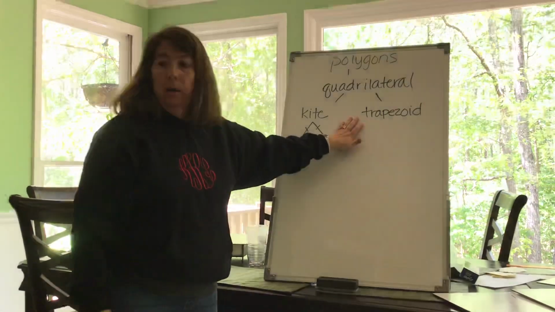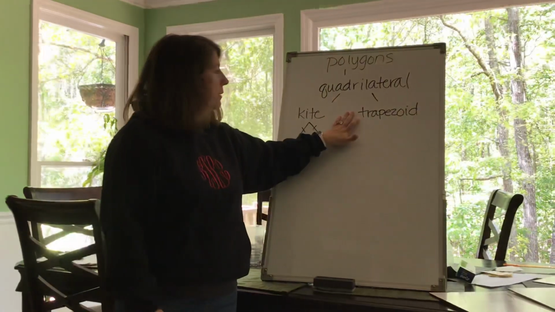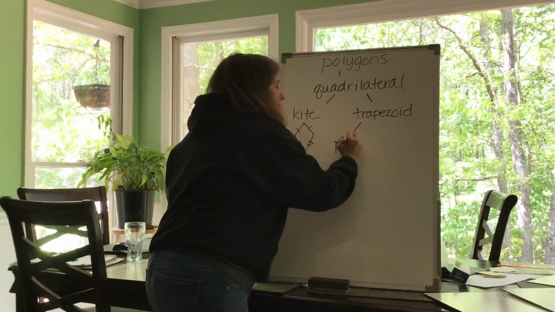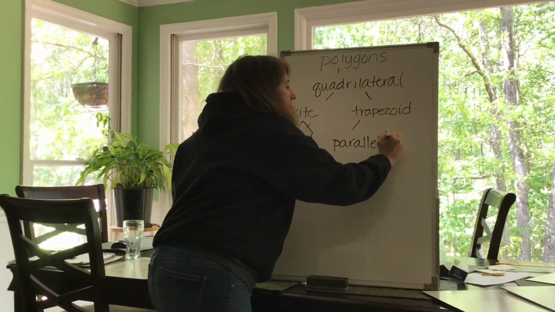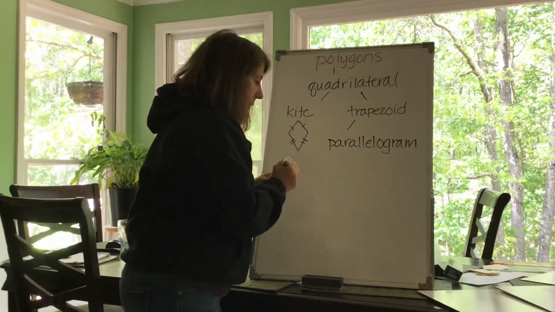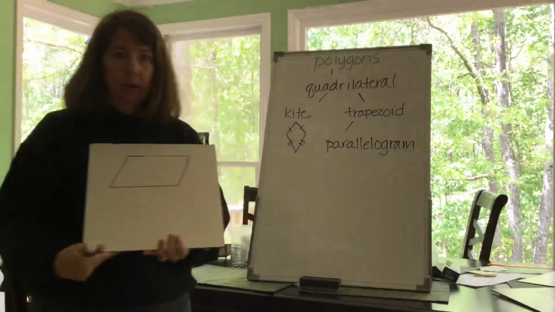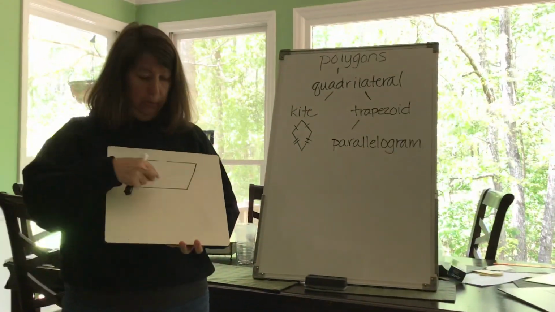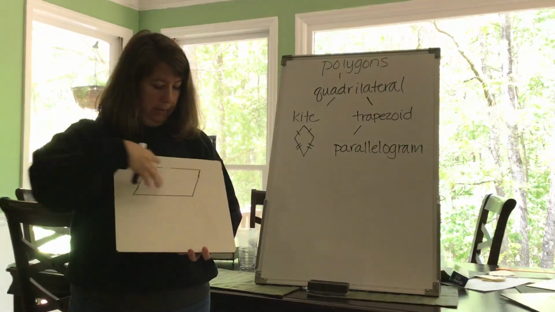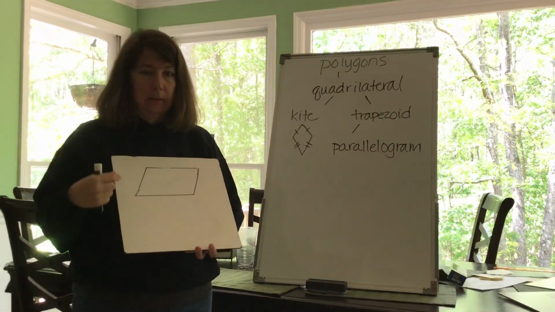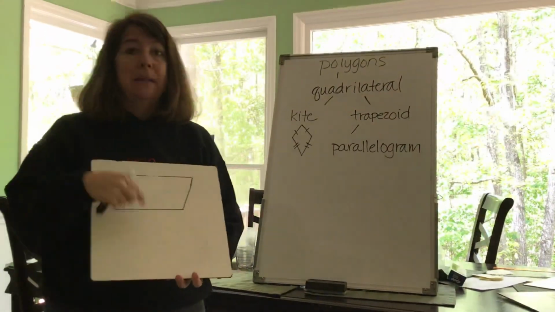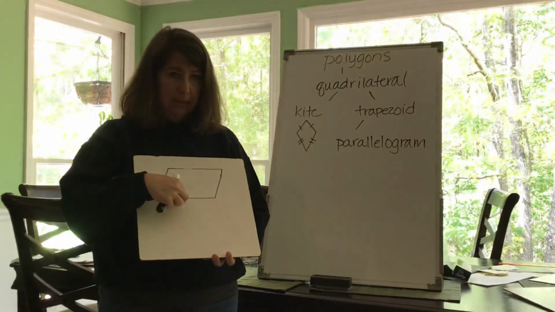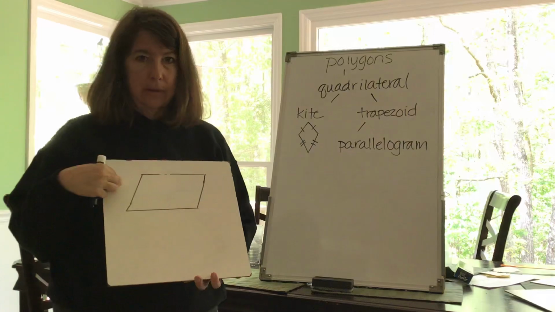All right, at least one pair of parallel sides is a trapezoid, but if it has two sets of parallel lines, it's called a parallelogram. A parallelogram looks like this. It is a trapezoid because it has at least one pair of parallel sides. It really has two. It has the top and bottom, and it has the sides. And if you look at a parallelogram, the top and bottom, or opposite sides, are going to be the same length. So the top and bottom is the same length, and the left and right sides are the same length.